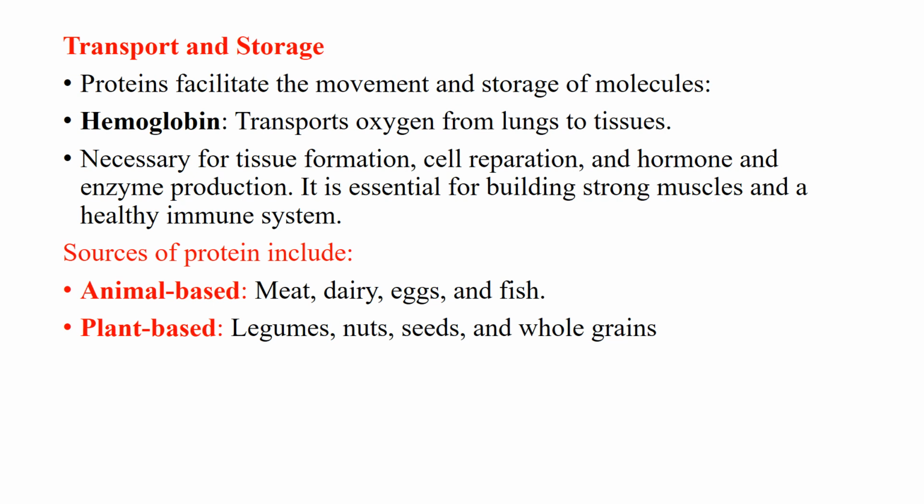So next, transport and storage. Proteins facilitate the movement and storage of molecules. For example, in our blood cells, hemoglobin transports oxygen from the lungs to tissues, and it is necessary for tissue formation, cell repair, and hormone and enzyme production. It is one of the essential molecules for building strong muscles and a healthy immune system. Sources of protein are classified into two: animal based and plant based. Animal based includes meat, dairy, eggs, and fish. Plant based includes legumes, nuts, seeds, and whole grains.